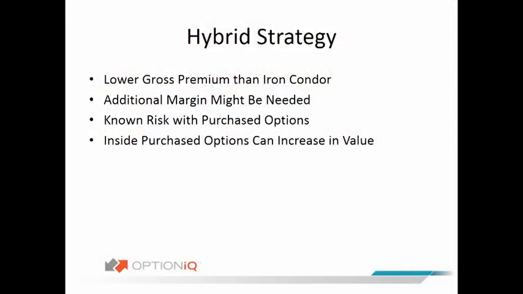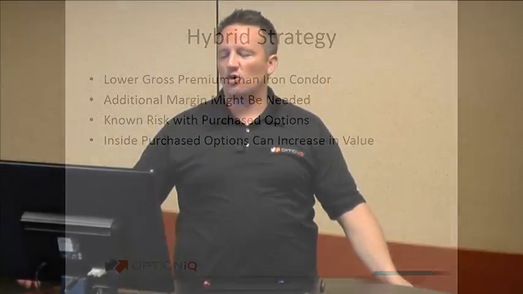Number 3, you have a known risk with your purchased options. So again, you've created a maximum risk. No matter what, you cannot lose more than that amount of money. And then number 4, inside purchased options can increase in value. We already talked about that. If the market is coming too close to our sold call or our sold put, those inside options that we bought as protection are going to increase in value and can help offset some of that loss when we get out of the trade.